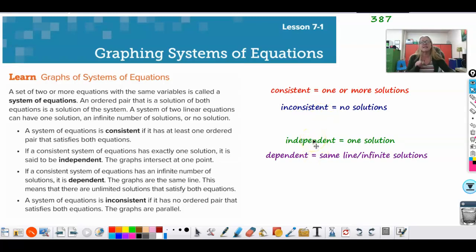Independent means it has exactly one solution. Remember, consistent meant you could have one or more. Independent means one. So remember, if you're independent, you do everything by yourself, one person. Dependent is when sometimes you'll have two equations, maybe they're not in slope-intercept form and you can't tell right away, but they actually are the exact same line. And that's an infinite solution system, and that's considered dependent.